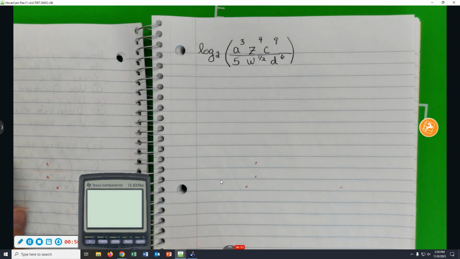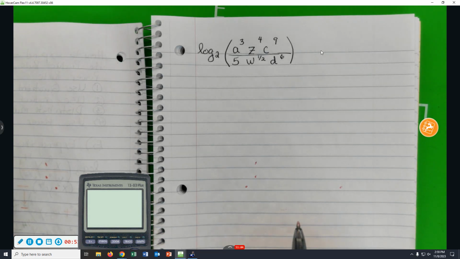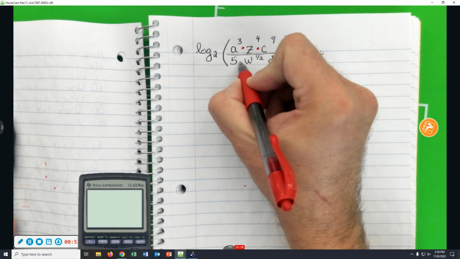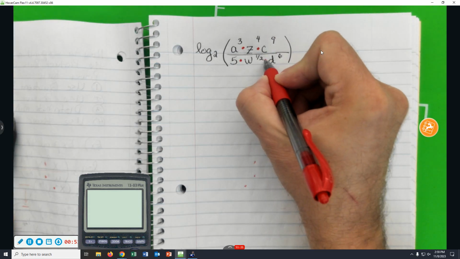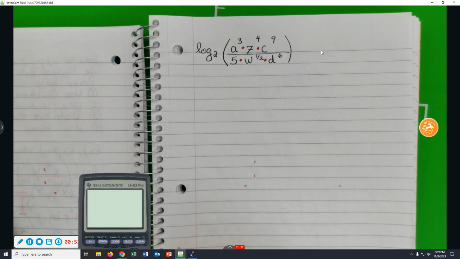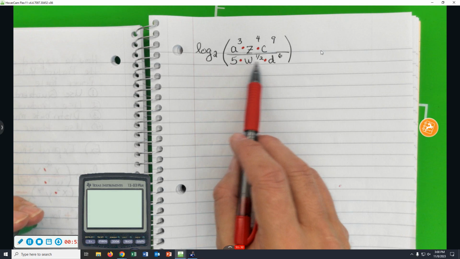Okay. How many separate logarithms are we going to need for the top? How many distinct factors are there? How many things are being multiplied on top? 3. So we're going to need 3 separate logarithms in the expansion. Now be careful on the bottom. How many separate factors do we have on the bottom? 5 times w to the 1/2 times d to the 6th. Another 3. So 3 and 3, that means we're going to need 6 total logarithms. How many negatives are we going to have in this problem? 3. One in front of everything that's in the bottom.